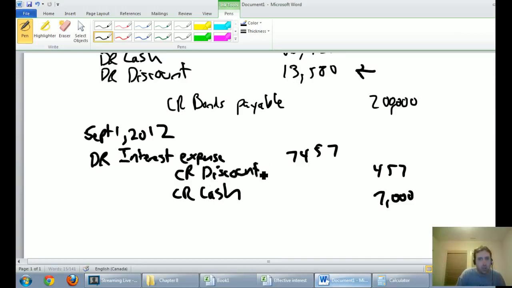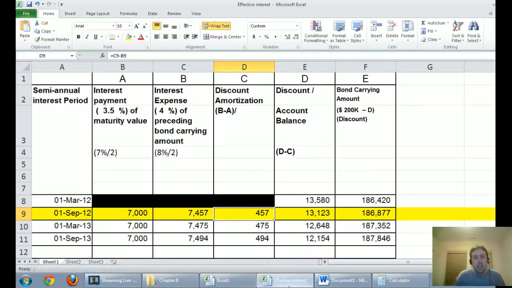And again, if you want to be technical, you might want to call this discount on bond payable, write it all out, but I like to use shorthand. So there we have our second entry, our first interest payment. Debit interest expense, credit the discount, and credit the cash. And again, dead simple if you've done an effective interest table.